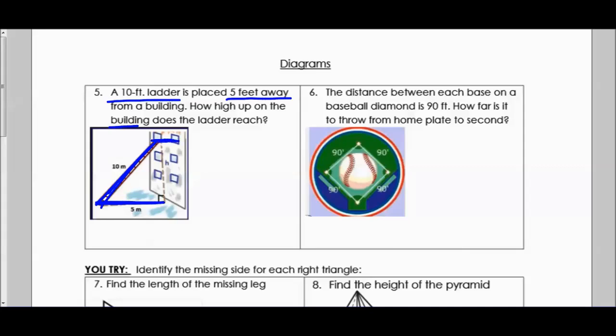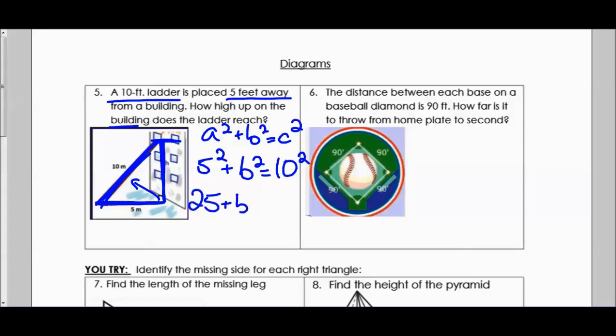So we want to know how high that is. We want to know that missing side given the longest side, the one that's across from the right angle, and the shortest side. So we have A squared plus B squared equals C squared. We have our shortest side, that's 5. We're missing the middle side, we don't know B yet. And we know C is 10. That's the longest side. So we're going to simplify each side first. We're just going to do 5 squared, that's 25, plus B squared, and that equals 100. That's 10 squared.